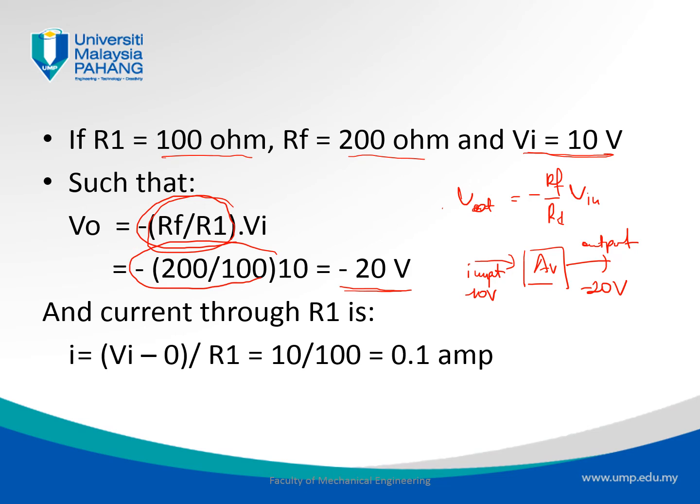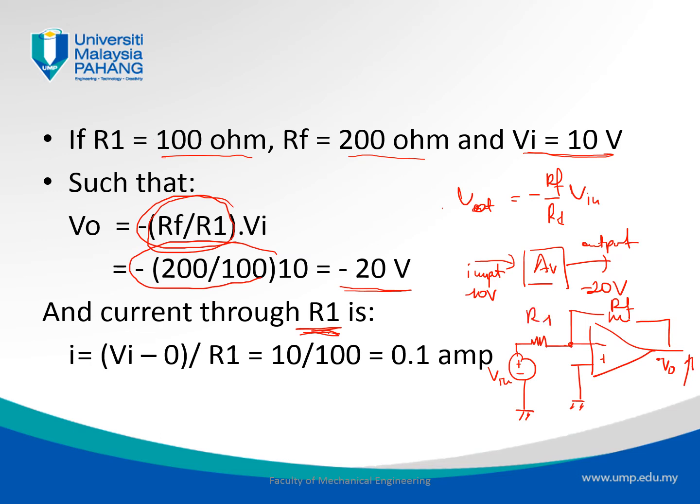And how about the current? This is a simple exercise. If you want to find the current across R1, again just to recall, R1 is the name of the resistance that we put at the input, the inverting terminal, right? If I have to redraw it again, so this is V0.